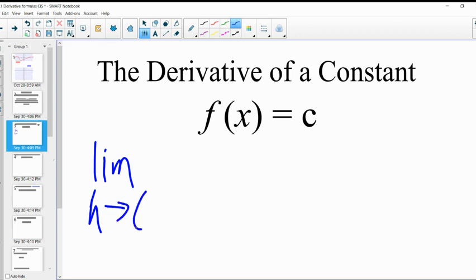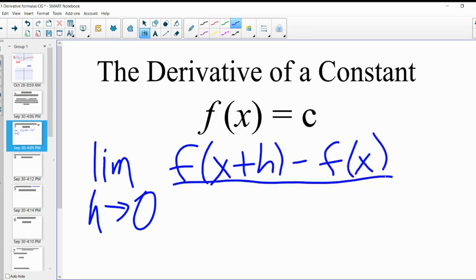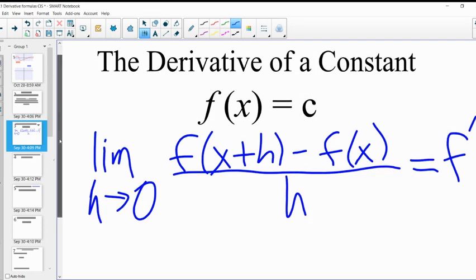the derivative is the limit as h goes to 0 of the function evaluated at x plus h minus f of x all over h. And this is, I should be very clear about this, this is the derivative. This is f prime. Well, if f of x is equal to c, if my function is a constant, then f of x plus h is c. f of x is c. I mean, that's no matter what you plug in, the output of this function is a constant.